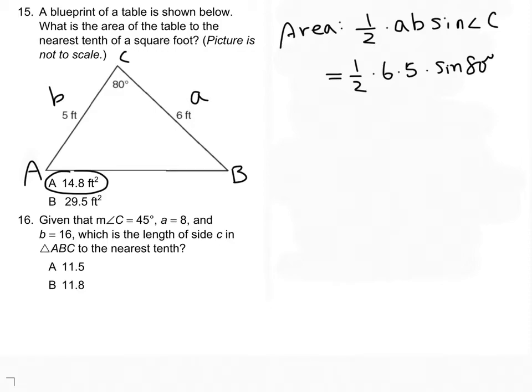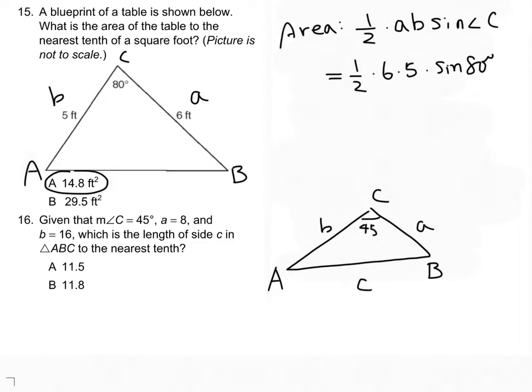Number 16. Given that the measurement of angle C equals 45 degrees and side A equals 8 and B equals 16, what is the length of side C? So again, I'll enter the information that I'm given. So the side right across from your angle is always the small letter. Don't forget that. I'm not going to give you that. I won't be able to give you that on your test. So you will have to make up your triangle yourself.